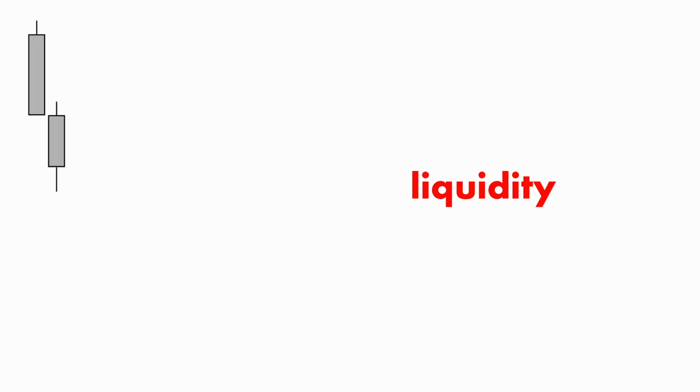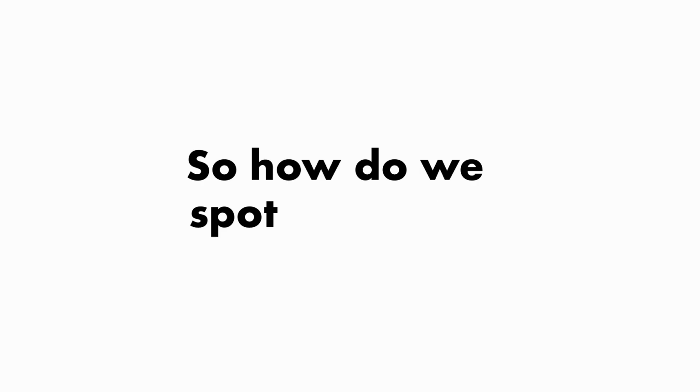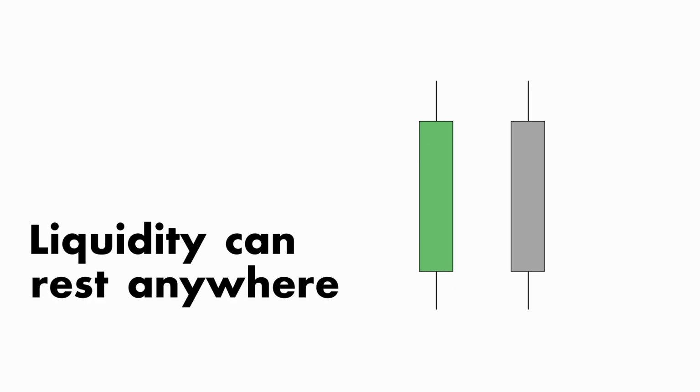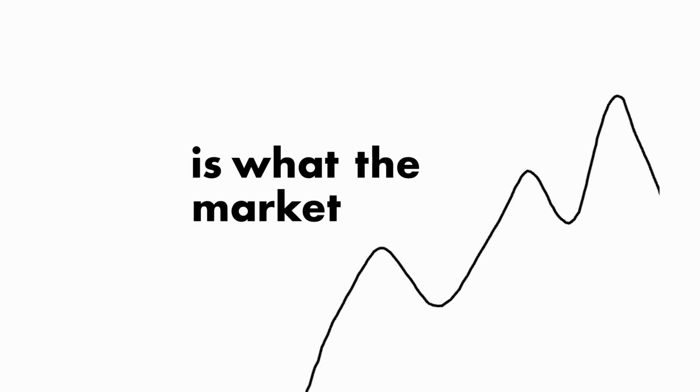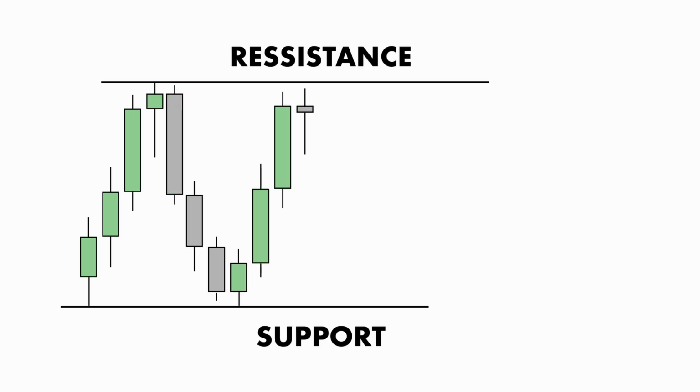Now, how do we use liquidity to our advantage? There's a saying, if you don't know where the liquidity is, you are the liquidity. So how do we spot it? Liquidity can rest anywhere. But the obvious liquidity is what the market goes for most often. That's the stops sitting just above swing highs or just below swing lows. That's the orders stacked around clean support and resistance zones.